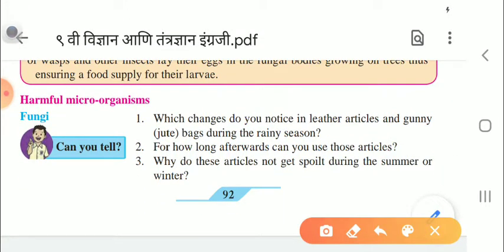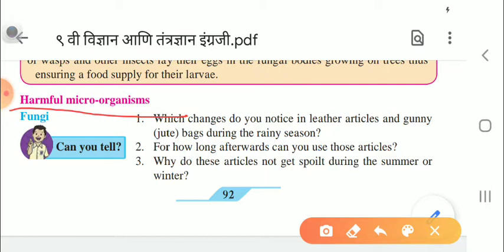Now let us start with the harmful microorganisms, in which we will study the fungi. Here you can see some questions are there. Which changes do you notice in leather articles and gunny bags during the rainy season?